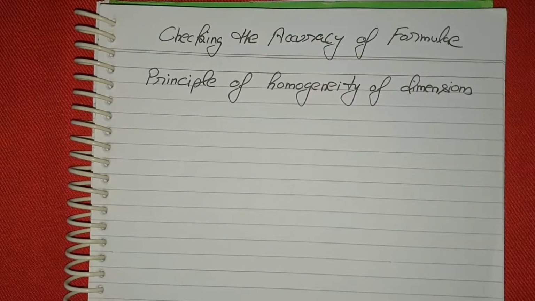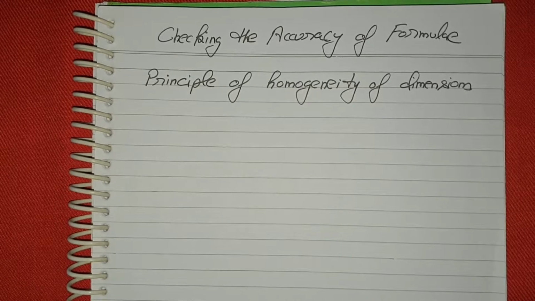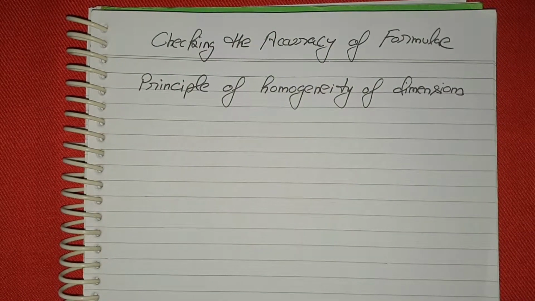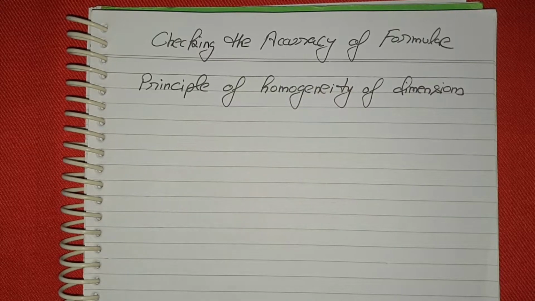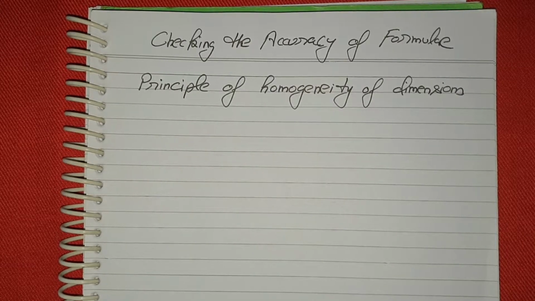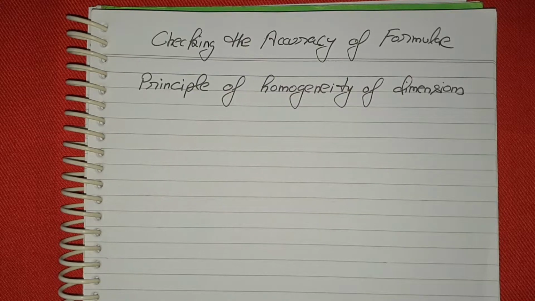Okay, now as we know, the principle of homogeneity of dimensions says the dimensions of M, L, T on either side of a relation must be the same. So basically we have to obey this principle. Now you should know that quantities added together must have the same dimensions, and quantities subtracted from one another must have the same dimensions. This we will illustrate by an example.